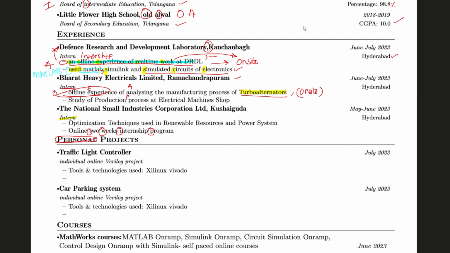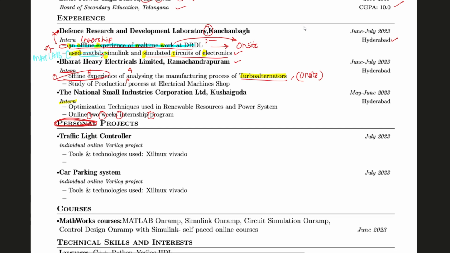Again, you can directly write projects, no need of including personal project. Whatever it is, still it is a project, right? Traffic light controller, individual online Verilog project. Actually, this is not needed. It doesn't matter if you did it individually or online or offline. Okay, see, you did a project which is traffic light controller and you write Verilog project over. This is not needed, right?